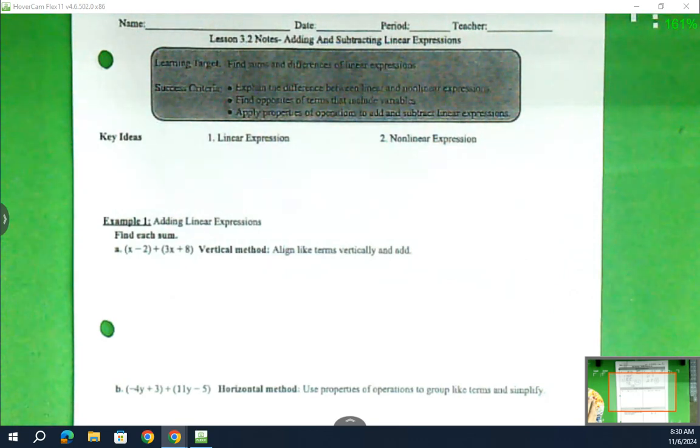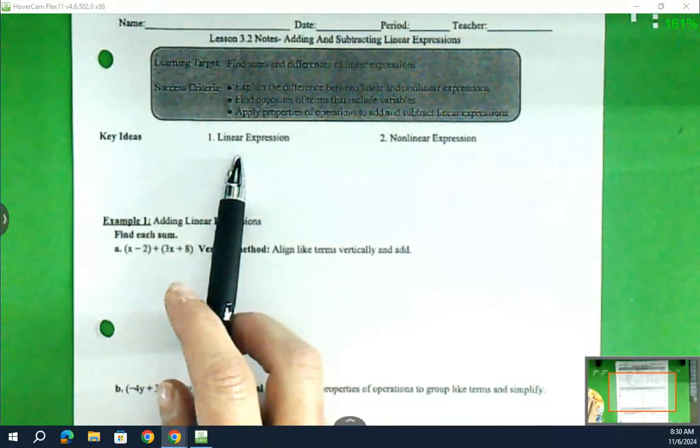Okay, good morning. This is lesson 3.2 notes on adding and subtracting linear expressions. First of all, we have two vocabulary words.